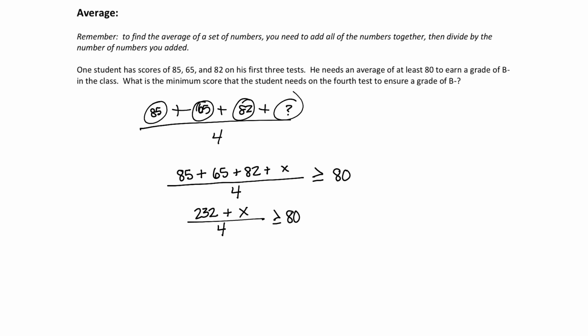Opposite of divide by 4, right here, I want to get rid of the fraction, is times by 4. So I'm going to times both sides by 4, cancels this, and we get 232 add x is greater than or equal to 320. Get the variable by itself, so we're going to subtract 232 from both sides.